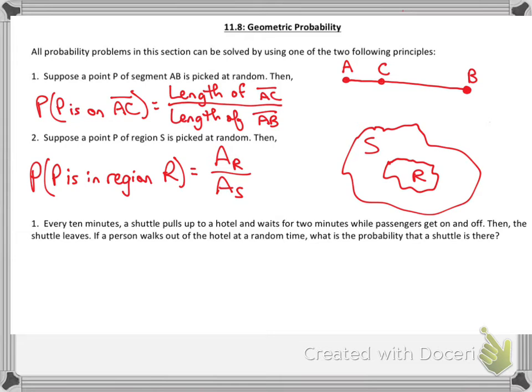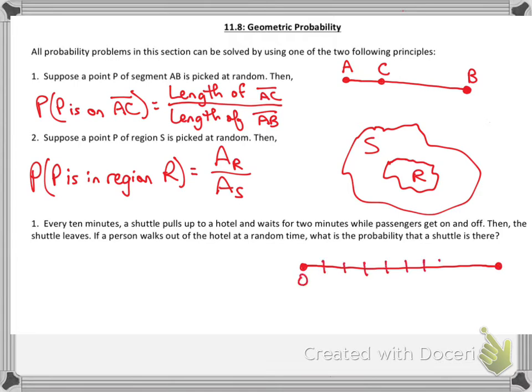So we're going to use some geometric probability in number 1. Every 10 minutes, a shuttle pulls up to a hotel and waits for 2 minutes while passengers get on and off. Then the shuttle leaves. If a person walks out of the hotel at a random time, what is the probability that a shuttle is there? Now, I think out of the problems I'm going to show you today, this is probably the one where you may not need a picture for it, but I can show you via number line using length how we can figure that out.